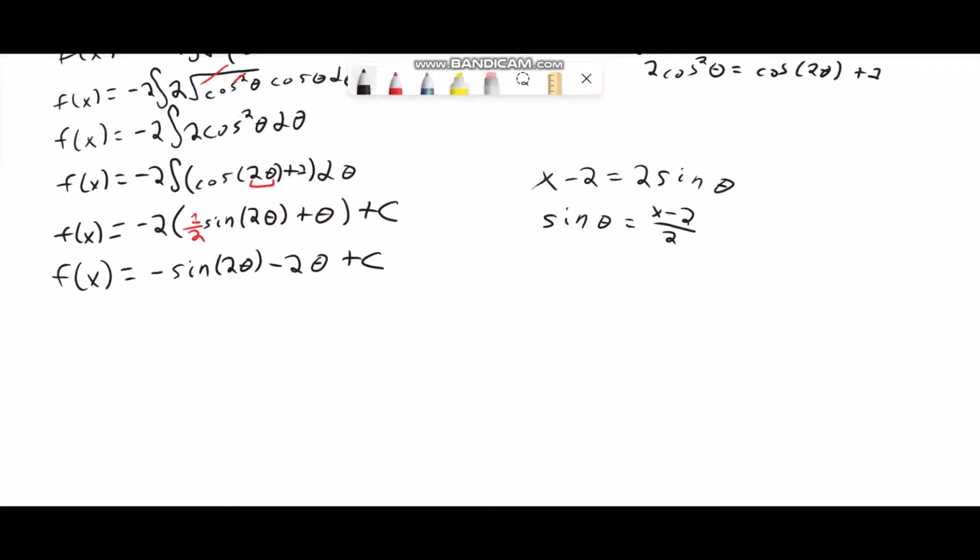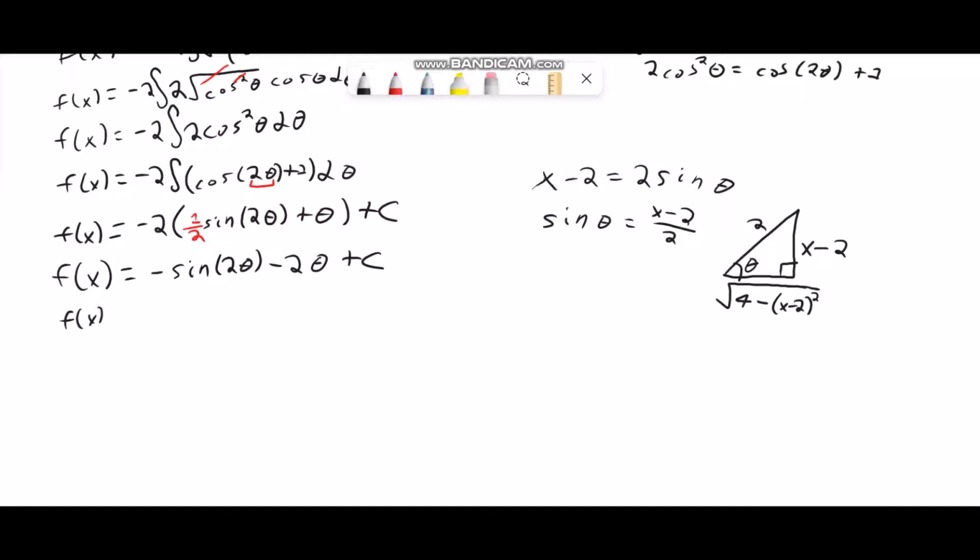Now I can draw a right triangle to relate this to other trig functions. So here's a right triangle, here's the right angle, here's the angle theta. So we know that the sine of this angle theta is x minus 2 over 2. So the sine is opposite over hypotenuse. And to get this leg, we can use the Pythagorean theorem, square root of the hypotenuse squared minus the other leg squared. And yes, this is the same as the original that we were integrating, and this is not a coincidence. All right, now let's work this out.